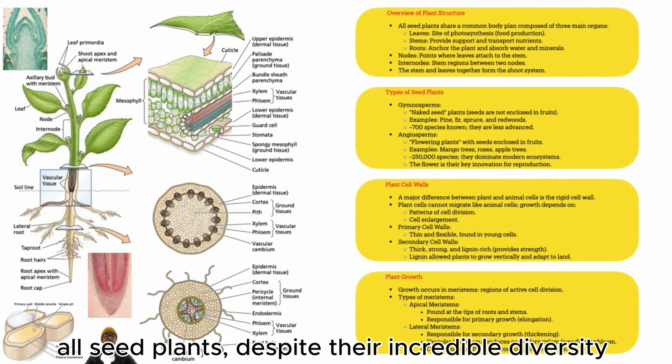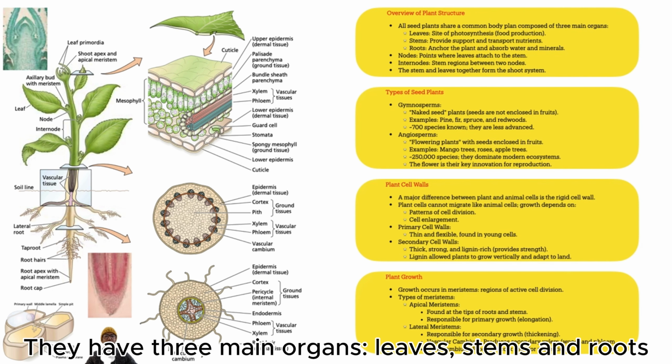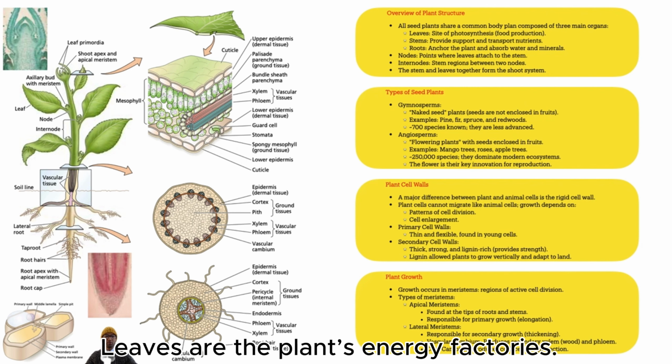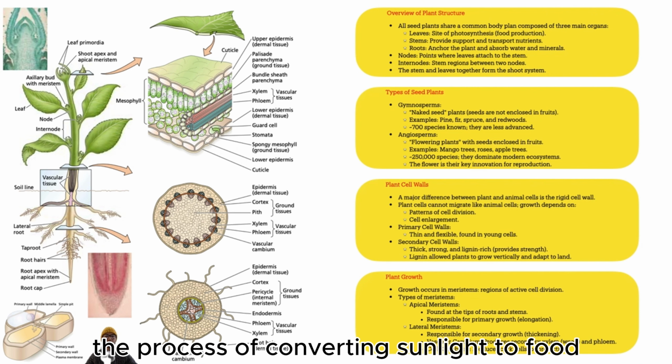Let's start with the basics. All seed plants, despite their incredible diversity, follow a simple body plan. They have three main organs: leaves, stems, and roots. Leaves are the plant's energy factories. This is where photosynthesis happens, the process of converting sunlight into food.